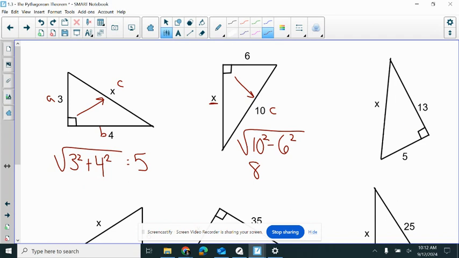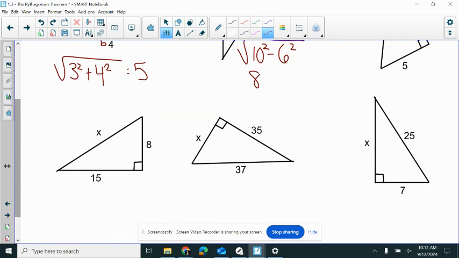This one, I'm going to look at my hypotenuse. If there's an x there, I'm going to do addition. I'm going to do the square root of 5 squared plus 13 squared. I'm going to type that into my calculator. This one I get a decimal, so whatever the decimal is, that's the answer. This is going to be another addition one. Square root of 15 squared plus 8 squared. Type it into your calculator.